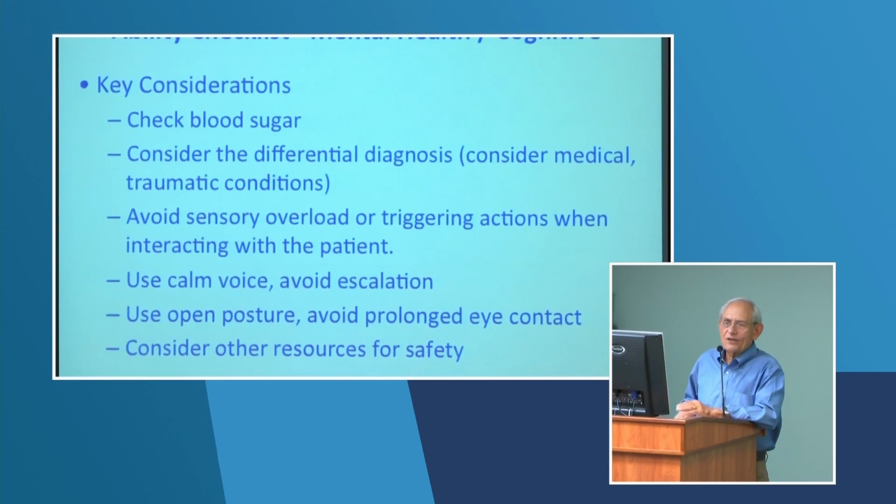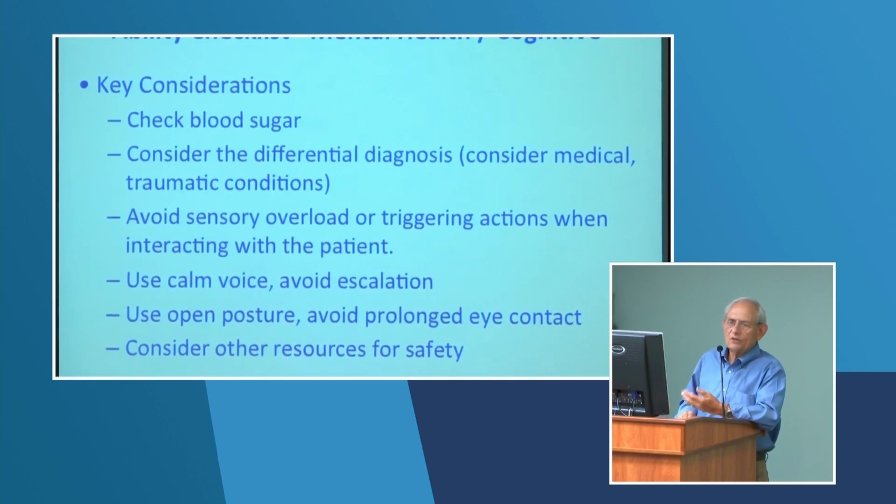Now, if the parent is there and says, or if you've been dispatched by E911 and they say, this is an autism spectrum disorder house, then you can have a better way to deal with that. But unknown mental health conditions, somewhere along the line we check, because for years we've been saying that mental health issues often are mimicked by low blood sugar. Consider differential diagnosis, medical and other traumatic conditions. Avoid sensory overload. Calm voice, avoid escalation.